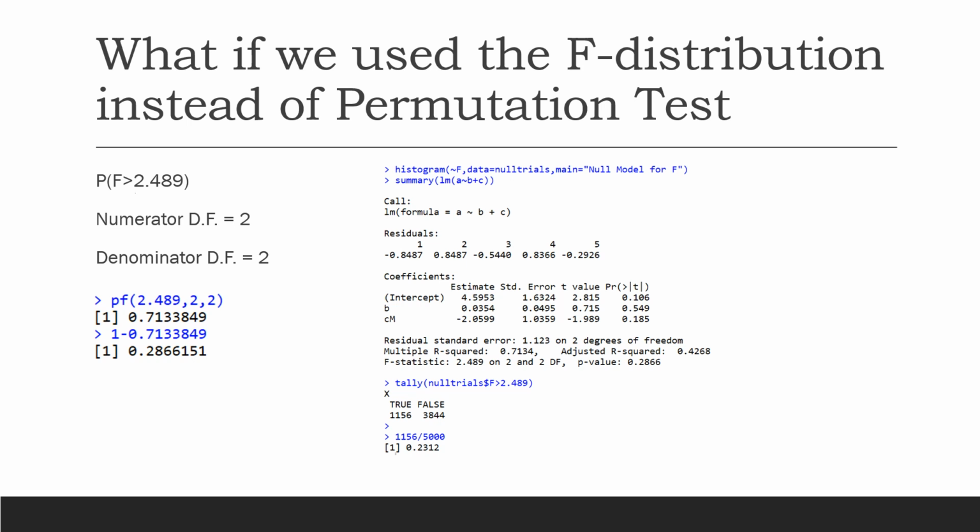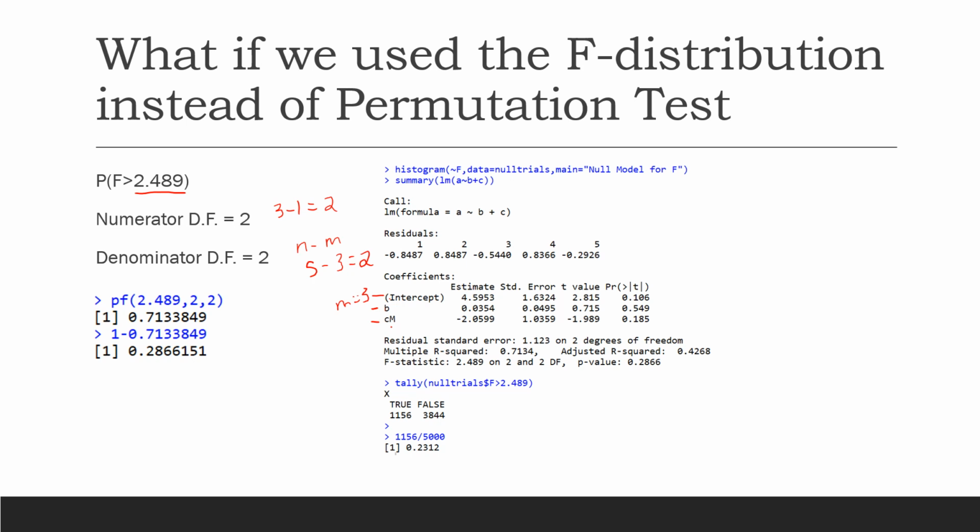I know my F value from my original sample was 2.489. I had 3 items estimated by my model: the intercept, the coefficient for B, and the coefficient for C equals male. And so 3 minus 1 gives me 2 degrees of freedom for the numerator. And then my denominator degrees of freedom, remember, are n minus m. N was 5. There were m equals 3 values that had to be estimated for the model. 5 minus 3 gives me 2 degrees of freedom for the denominator.